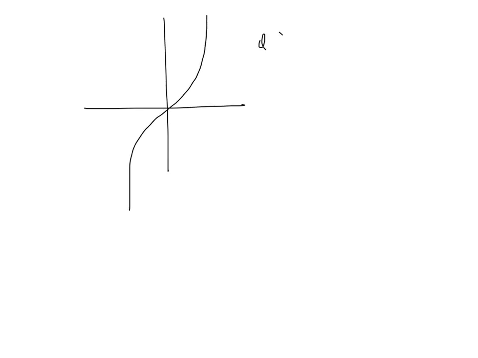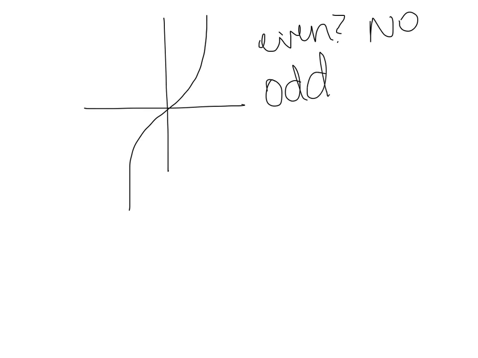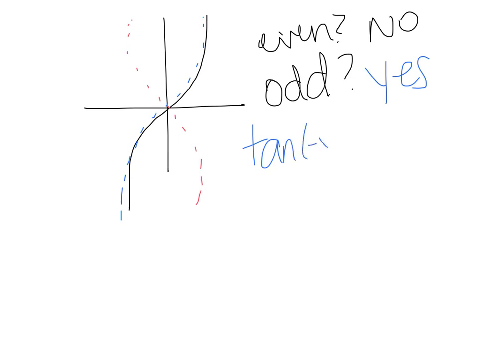If I look at tangent, is it even? Is it reflected over the y-axis? No. Is it odd? Is it reflected twice? Well, that would mean over the y, and then taking that line and going over the x. So yes. Which means that tangent of a negative angle is the same as the negative answer of tangent x. So that's where those identities come from.